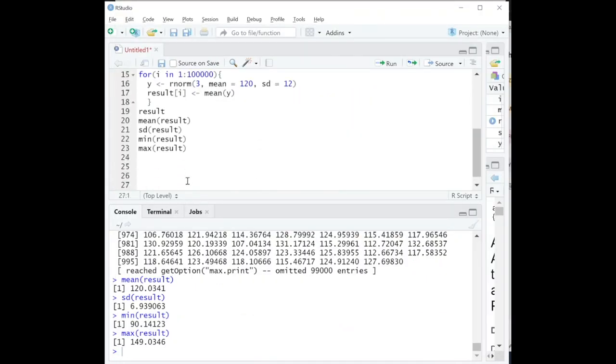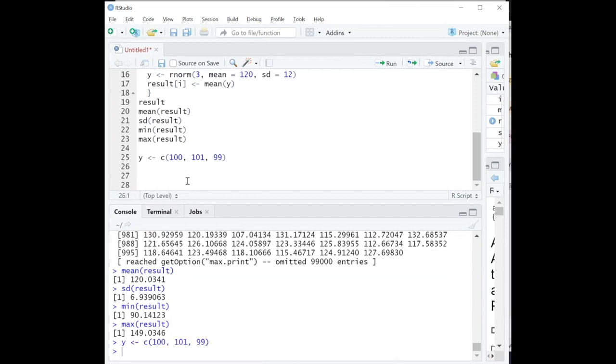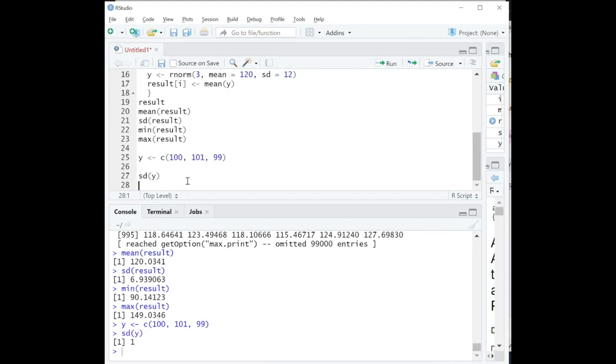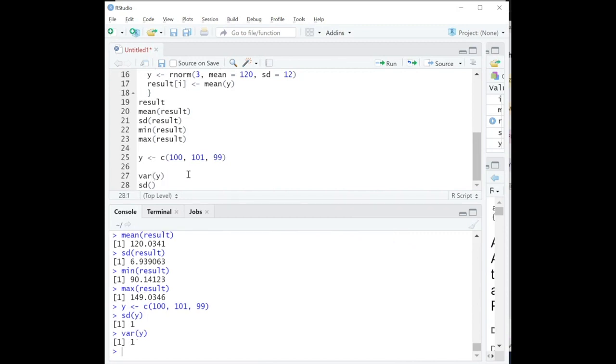So this can be easily proved indeed, because if you take three values, for example, let me call it y again. Let's put it 100, 101, and 99. So three stupid values. And calculate the standard deviation. And it is 1, of course. I wanted to calculate the variance, indeed, not the standard deviation. It is the same, but we do this with the variance. The variance of y is, of course, 1.